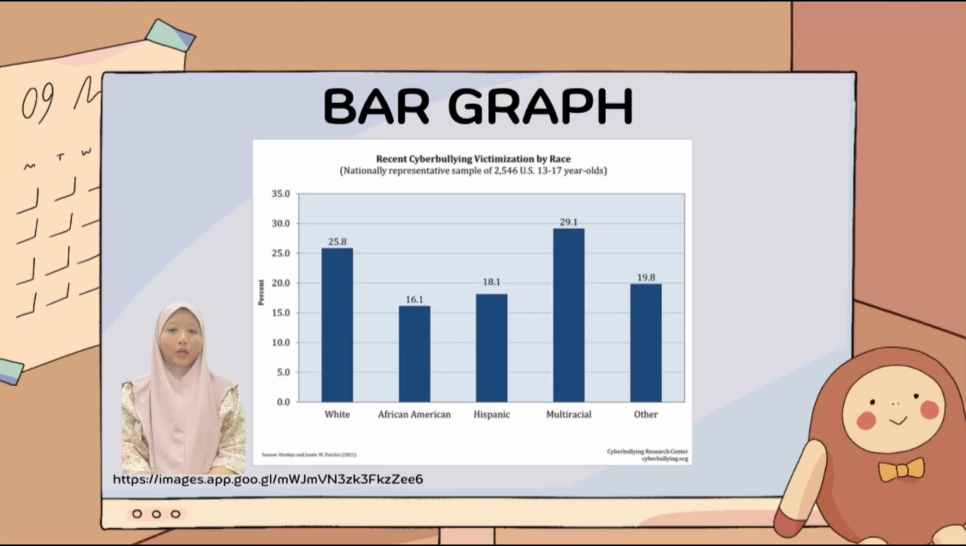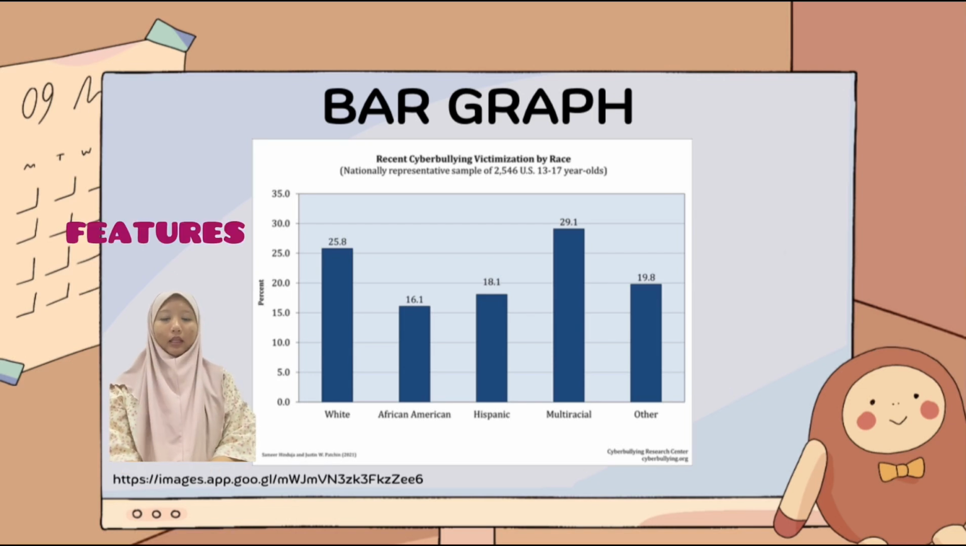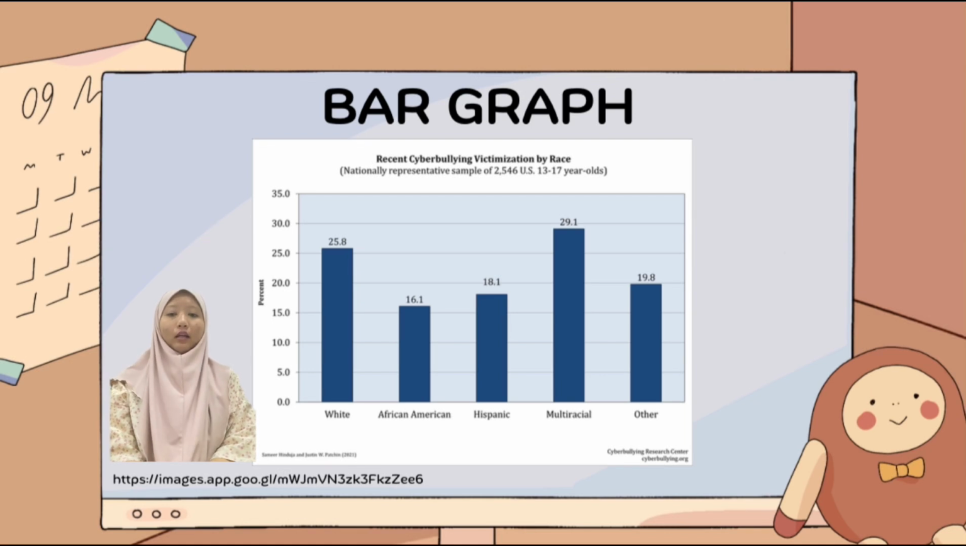Next, the second graph is a bar graph, and it shows recent cyberbullying victimization by race in the age range of 13 to 17 years old. Next, the features of the bar graph. The graph contains percentages and different types of races such as white, African American, Hispanic, multiracial, and others. From the overview, multiracial has the most victims of cyberbullying compared to the others.